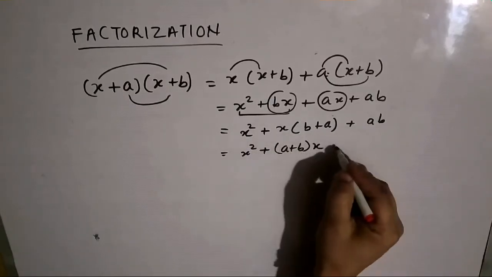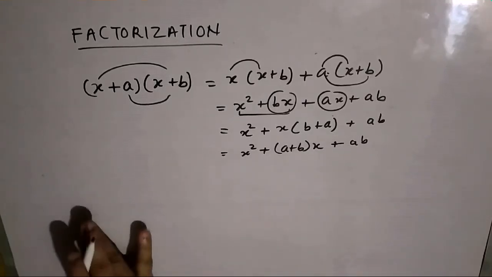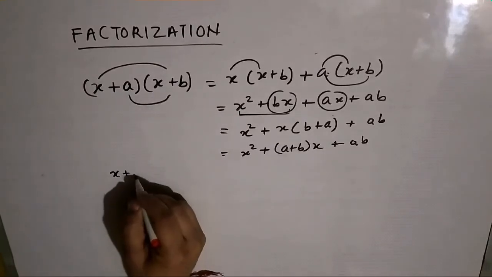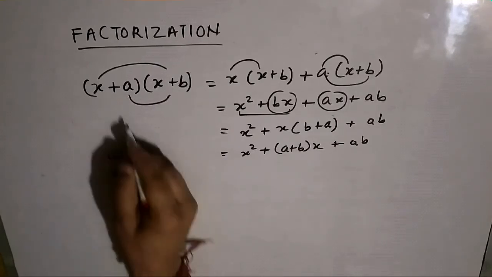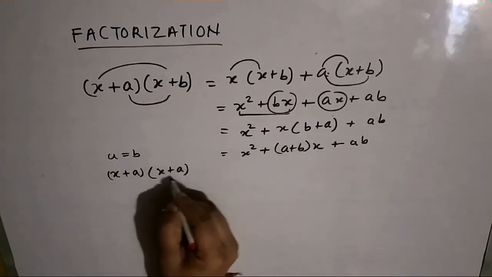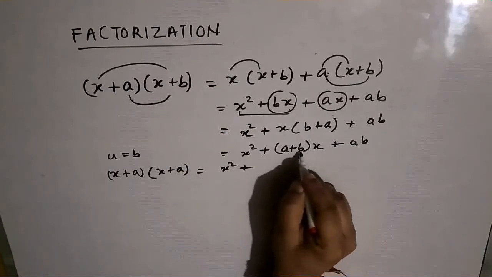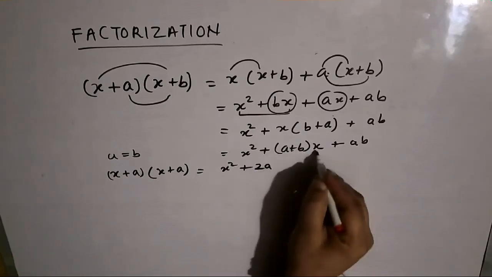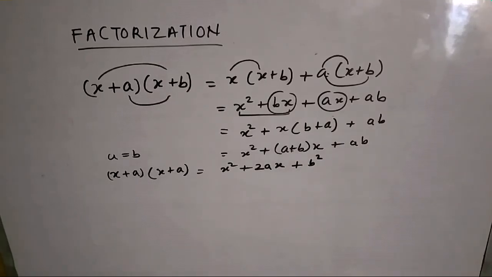You can write this term like this, and ab. Okay, so now let x plus a, let both a and b be equal. So I can write x plus a, and then x plus a again. Because I have taken b as a, in place of b I put a, so that would be x square plus a plus a, so that becomes 2a into x, and then a and b are the same, so that becomes b square.